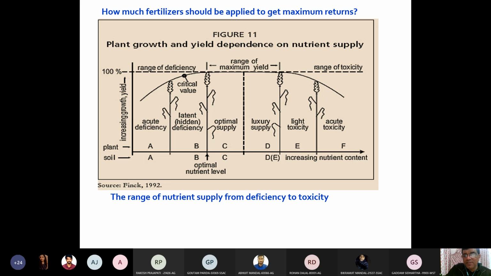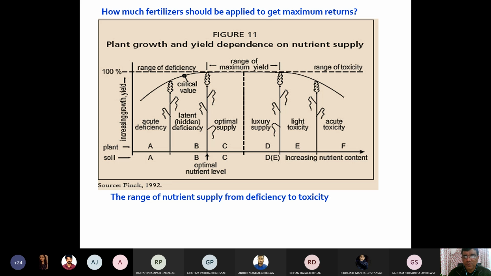As you go on increasing the nutrient content in soil or plant, on the x-axis the yield level or growth level behavior changes. In the beginning it is very low, then you increase, it will come to the critical level, then optimum supply, luxury consumption, light toxicity and acute toxicity. So here I tried to explain to you about the critical concentration of the nutrient.